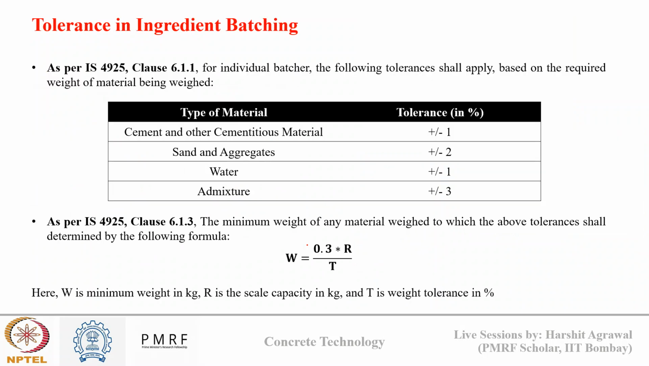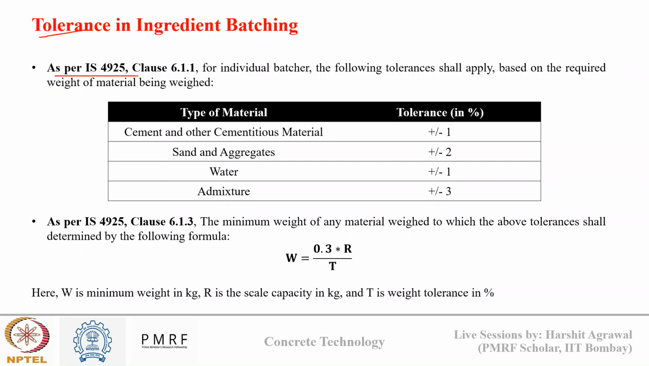Now, often we do weigh batching. Whenever we do weigh batching, there can be a chance that we record errors in measurements. Up to what extent this error can be neglected is known as tolerance. So the extent to which we can neglect the error in weigh batching is known as tolerance.